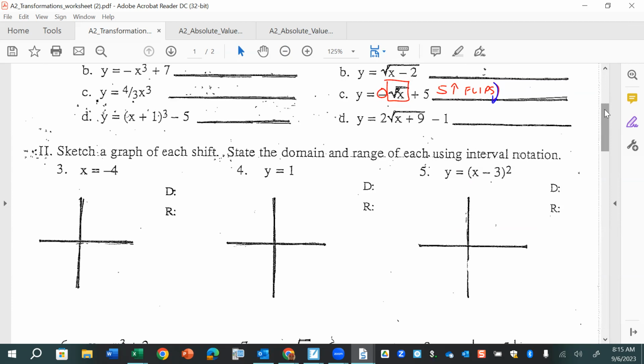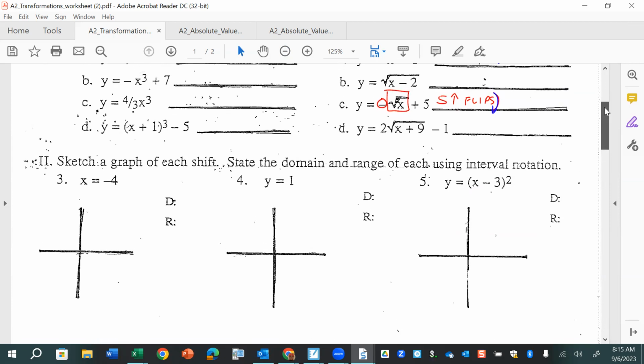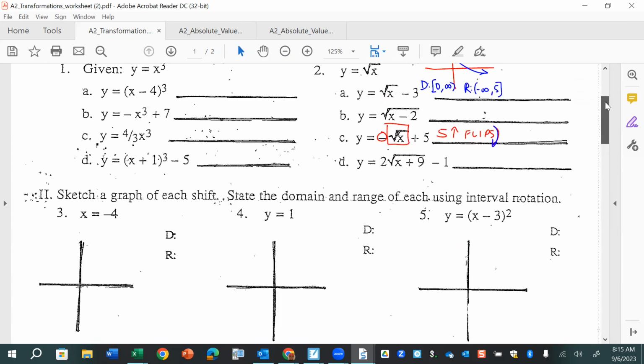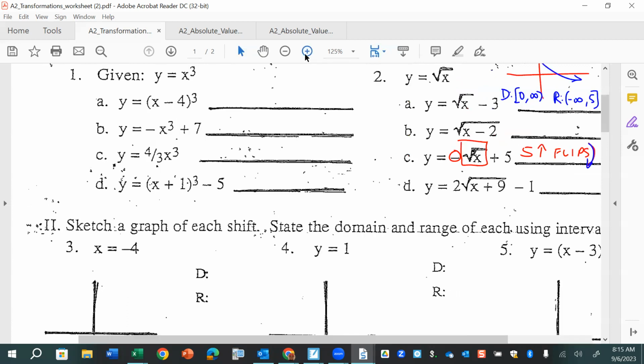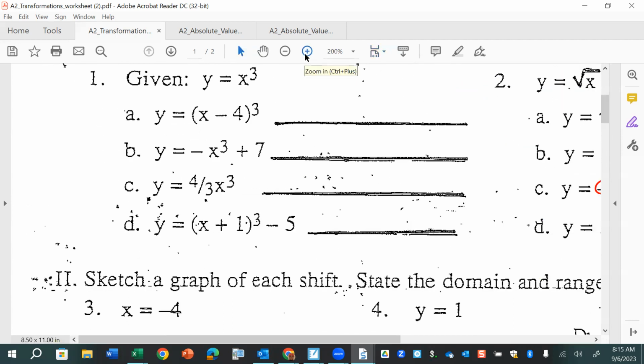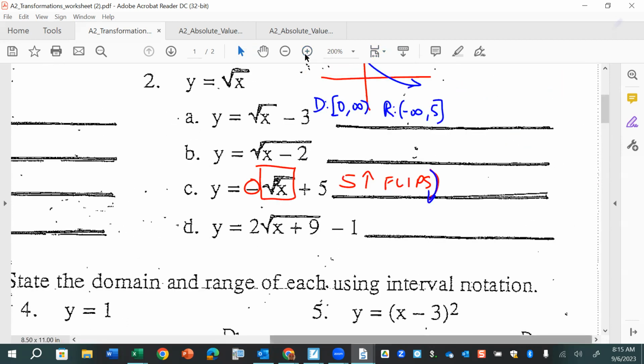Yes. Can we do D for number two? Sure. Okay. As long as we're here, right? I'll go a little quicker, though. D.